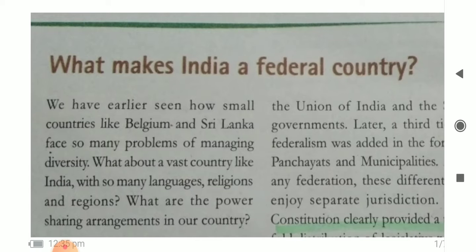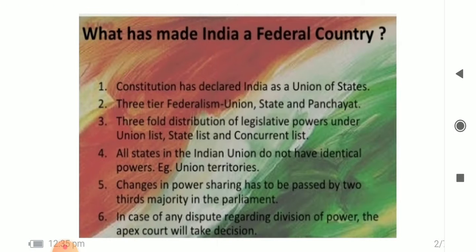Then what has made India a federal country? Point number 1, the Constitution has declared India as a union of states. 3-tier federalism, that is union, state and panchayat. 3-fold distribution of legislative power under union list, state list, concurrent list. All states in the Indian Union do not have identical power, for example union territories. Changes in power sharing have to be passed by 2/3 majority in the parliament. In case of any dispute regarding division of power, the Supreme Court will take a decision.